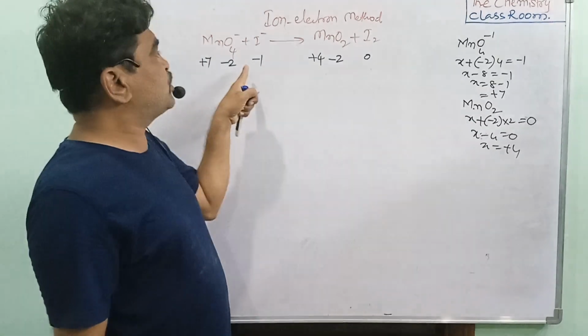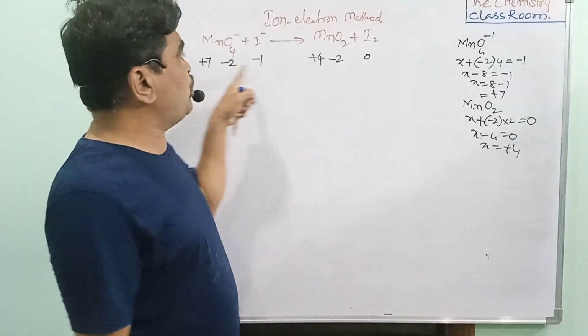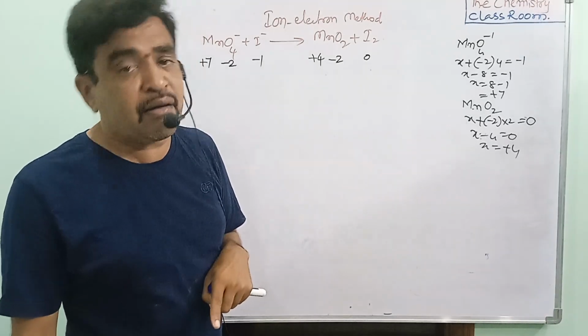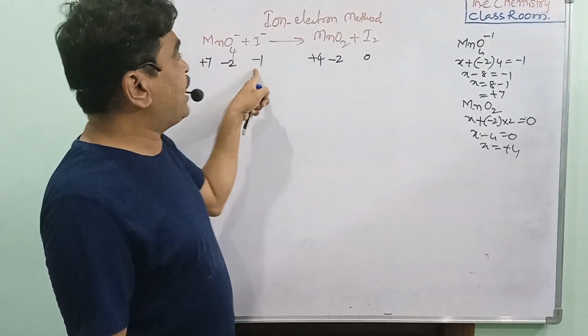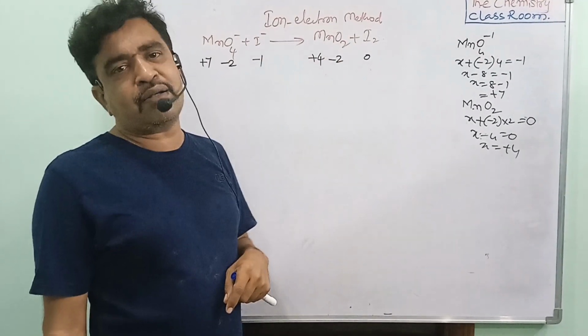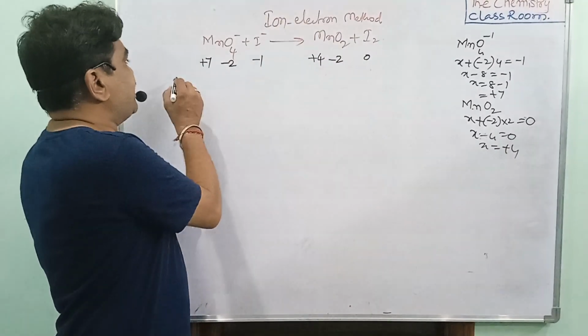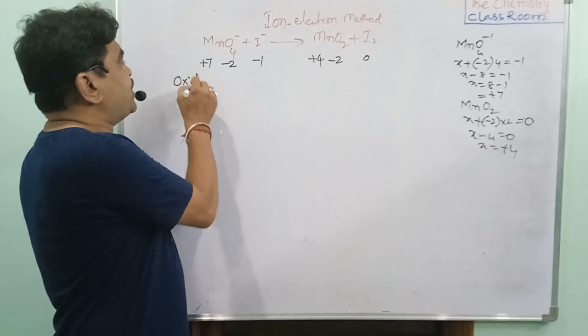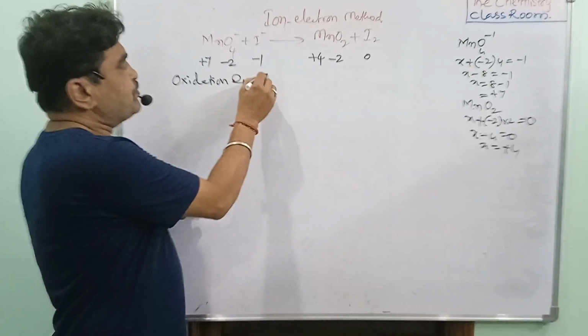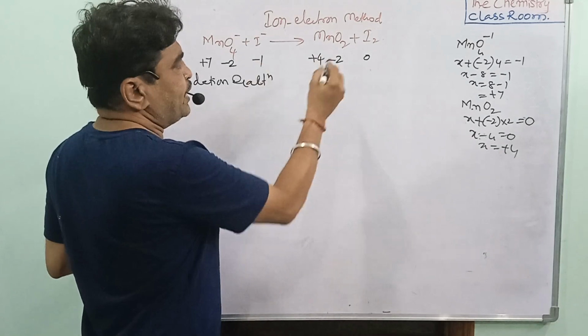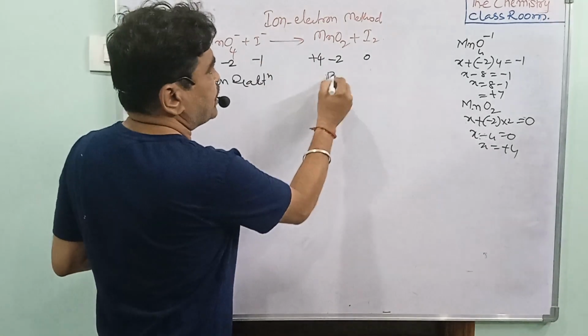So what happened here? The two elements are changing their oxidation numbers. One is decreasing the oxidation number and the other one is increasing the oxidation number. The increasing reaction is called the oxidation reaction and the decreasing is called the reduction reaction.